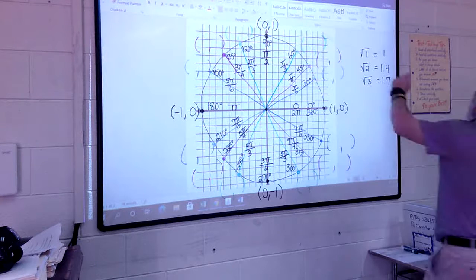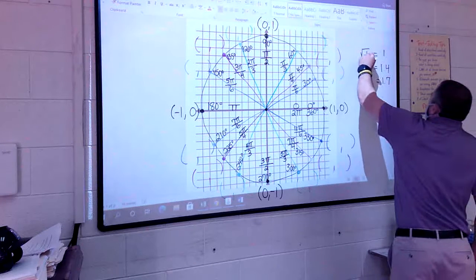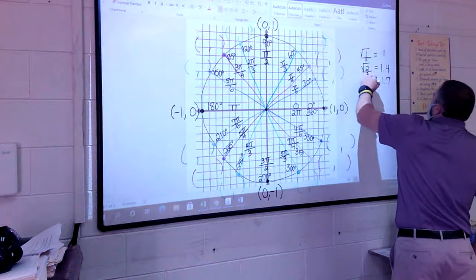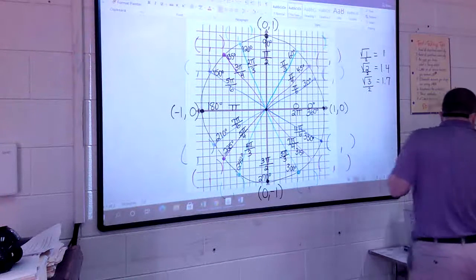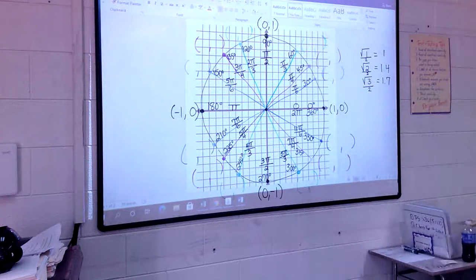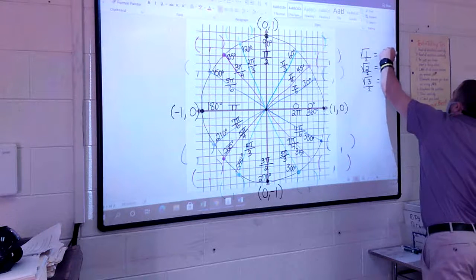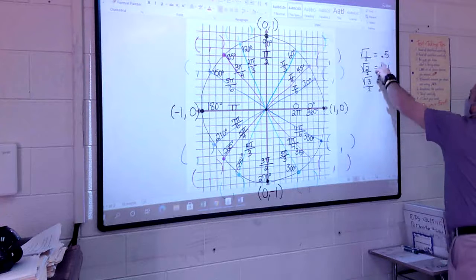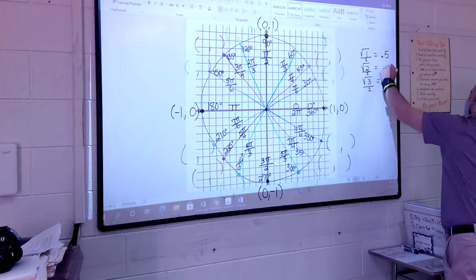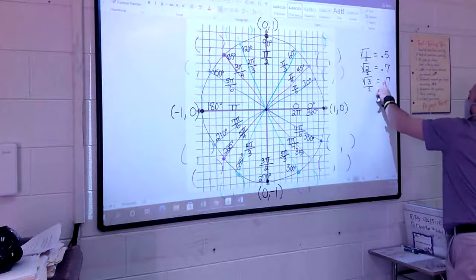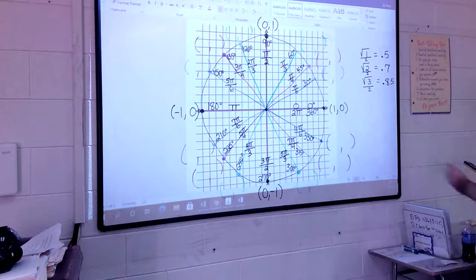We're going to slowly get to 1. So we're going to use the square root of 1 over 2, the square root of 2 over 2, and the square root of 3 over 2. And we're going to work our way up from 0 to 1. So I'm going to show you what that means. So the square root of 1 over 2 is just 1/2, which is 0.5. The square root of 2 over 2 is just 1.4 divided by 2. That's 0.7. The square root of 3 over 2 is going to be about 0.85.